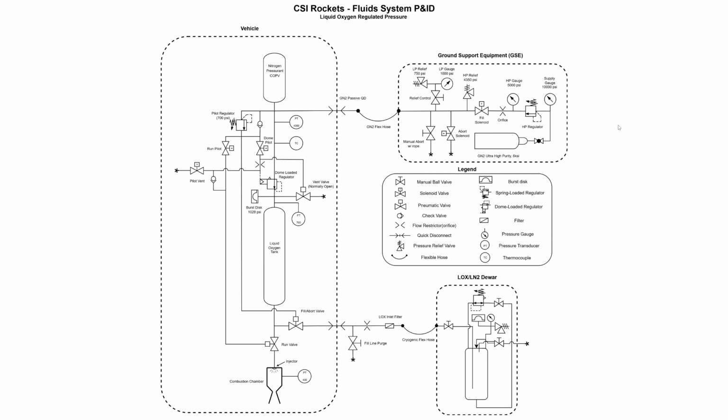The goal of this video is to explain this entire diagram. The goal is by the end of this video, you will understand generally what every component does and why it's necessary in order for the rocket to function safely. This is the piping and instrumentation diagram, also called the PNID.